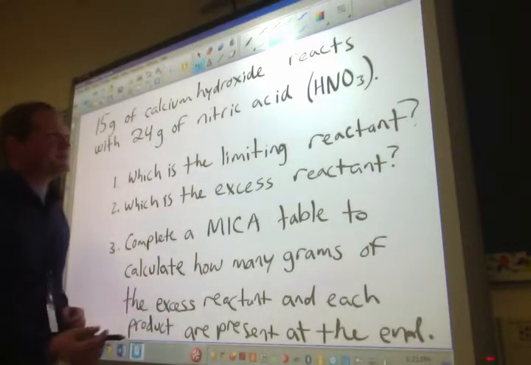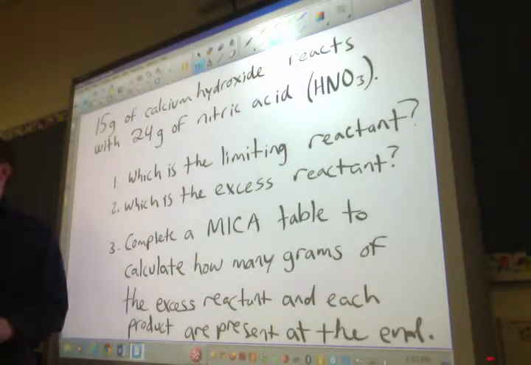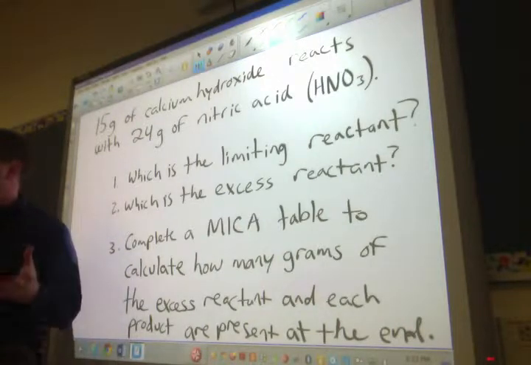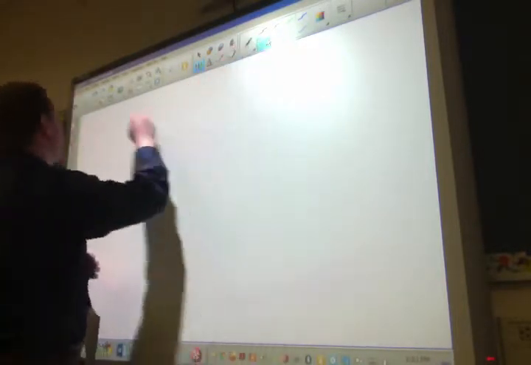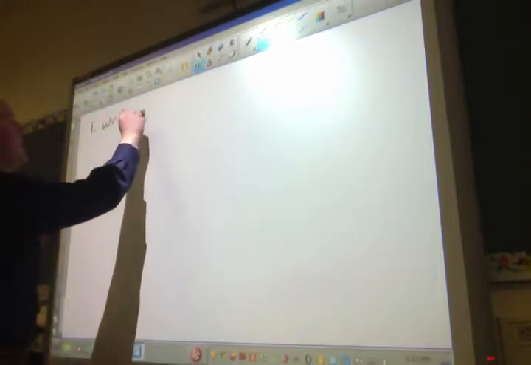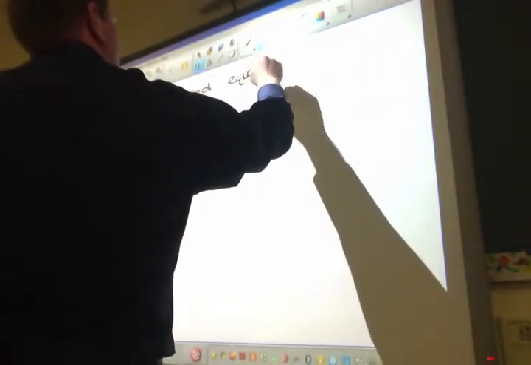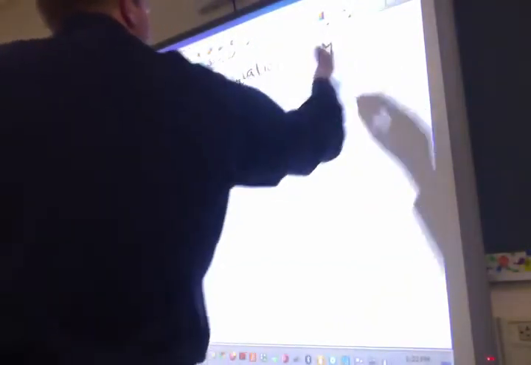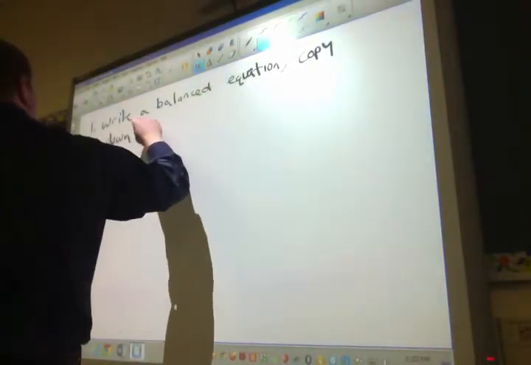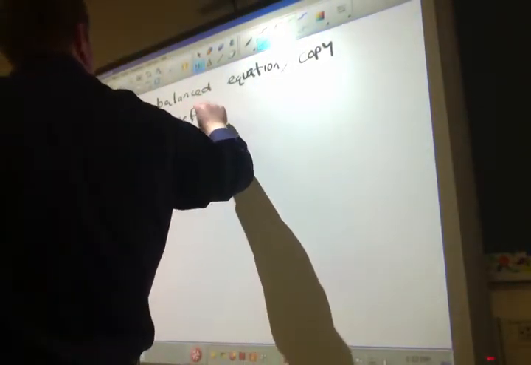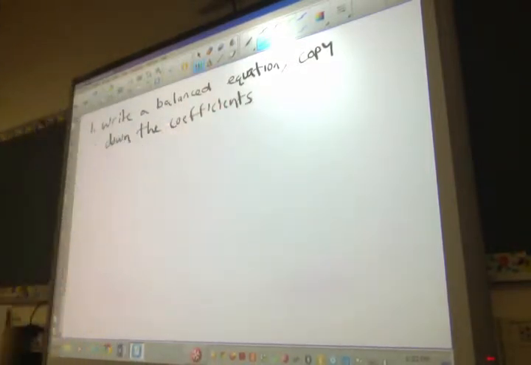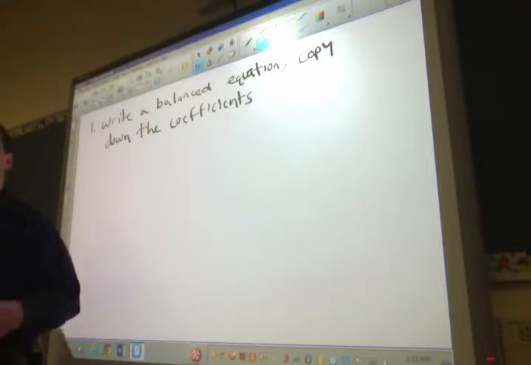All right, here we go. So the first step that you're going to do in these problems is nothing new. It's what we've been doing in the first step of every problem, which is write a balanced equation, and then copy down the coefficients. So that's your mole ratio. Are these the instructions for how to solve the problem? This is like all of it. We're going to do it all in a bunch of giant steps.